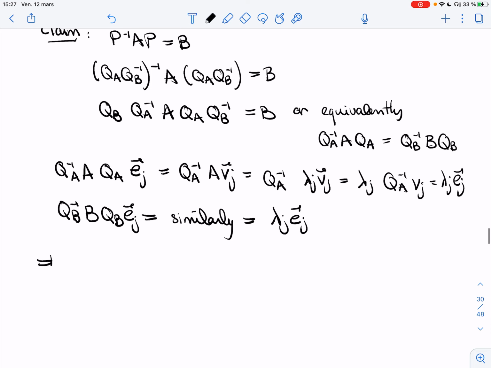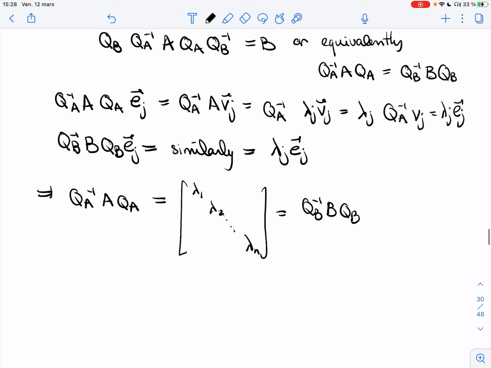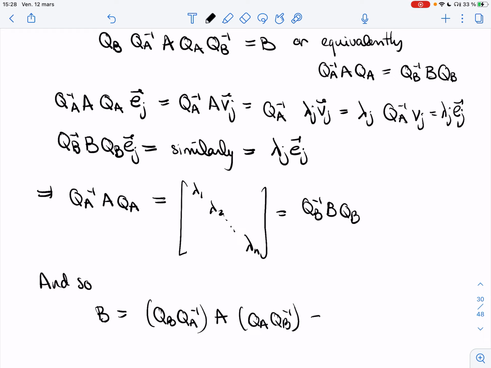All right, so that means that the jth column of one is the same as the other one. In fact, we could actually give that matrix, and so if I isolate B in that equation, I'll get QB, QA inverse, A, QA, QB inverse, and that's my P and my P inverse.